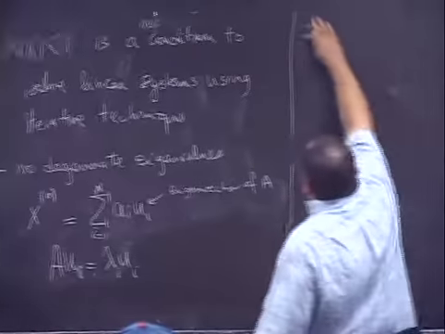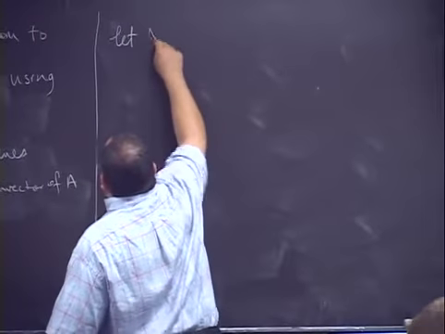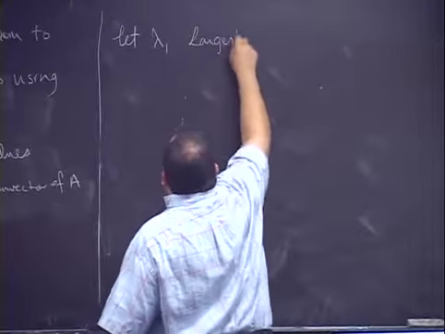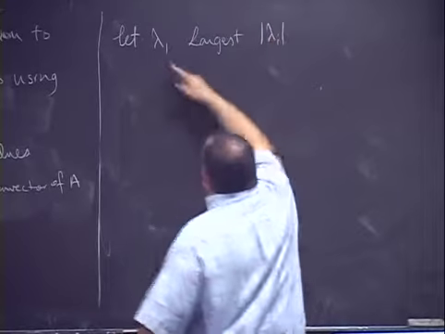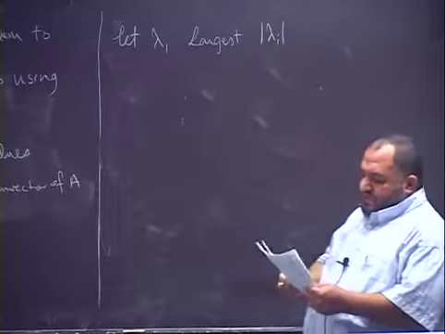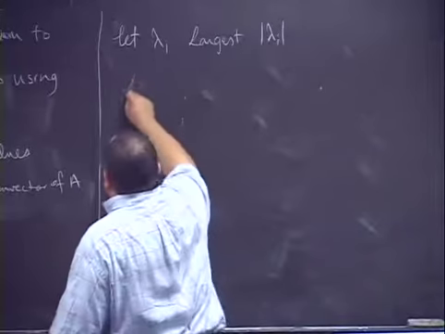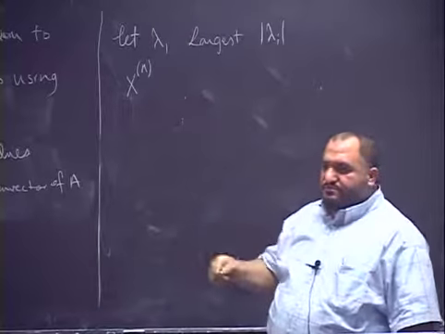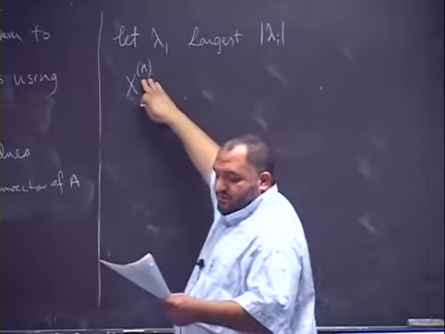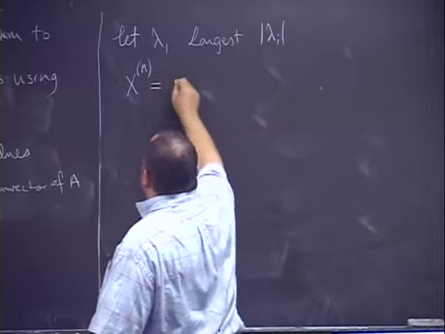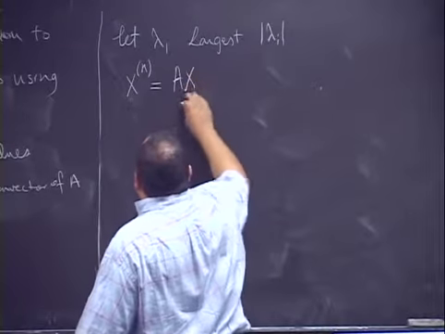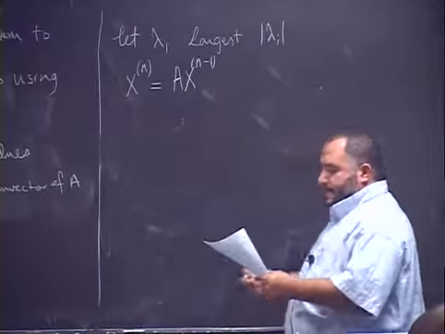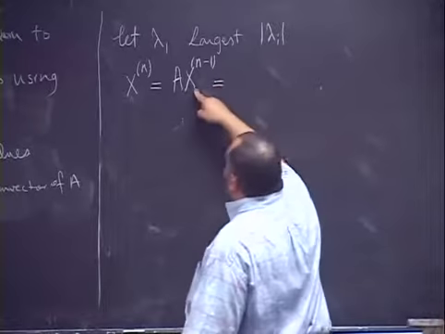We will assume that lambda 1 is the largest value of all lambda i. So lambda 1, the first eigenvalue, will be the largest. After you do the nth iteration, x of n will be equal to what? The matrix A multiplied by x of n minus 1. And what's x of n minus 1?